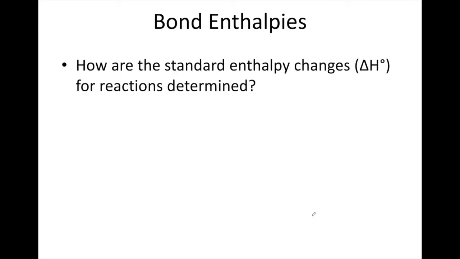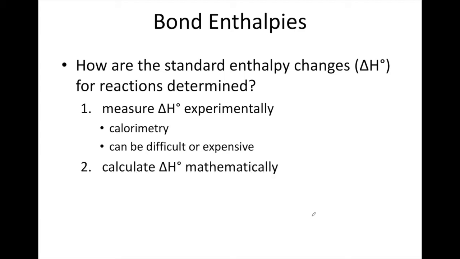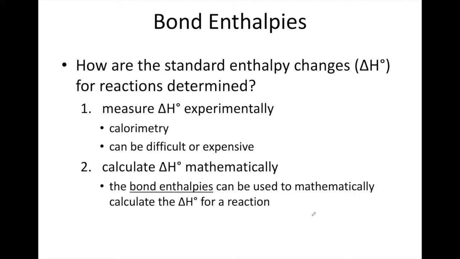So how are these standard enthalpy changes for a reaction calculated? Well, we can do them experimentally, where you actually perform the experiment and measure it using calorimetry typically. However, this is not always the best option. Sometimes reactions can be difficult, expensive to carry out. So there are also mathematical ways that we can measure standard enthalpy changes or calculate them. We've looked at a few others. The way we want to discuss here to calculate the delta H standard is using bond enthalpies.